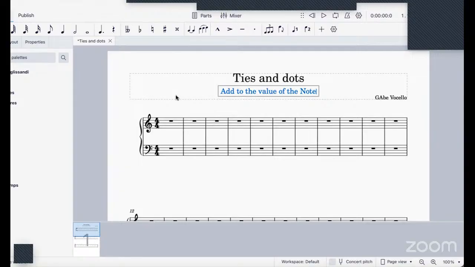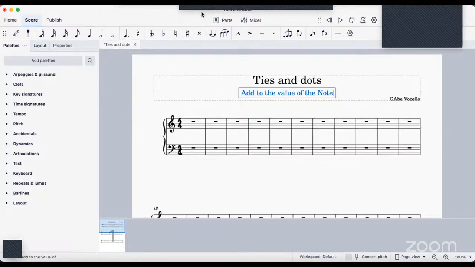Today we're going to talk about ties and dots. These are used to augment the duration of a note. For example, if we have two notes of the same pitch, it does not matter the rhythm.